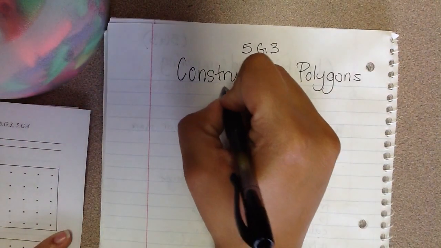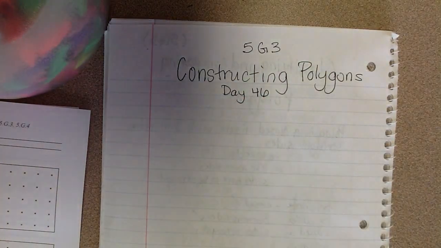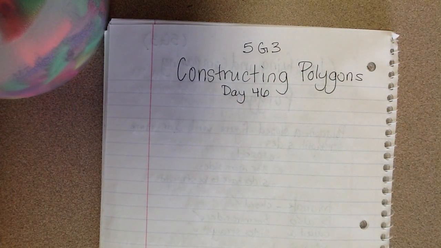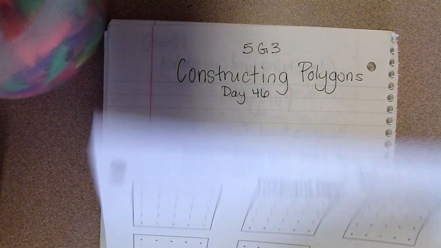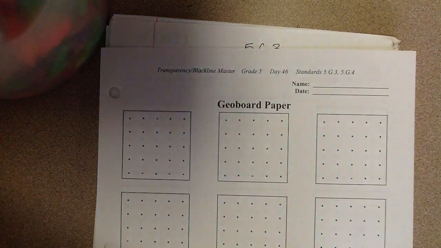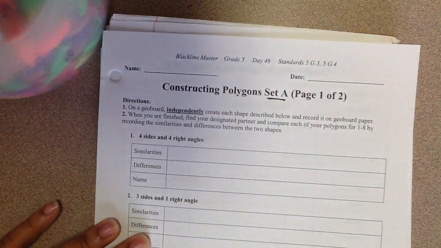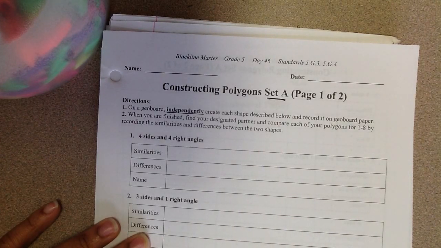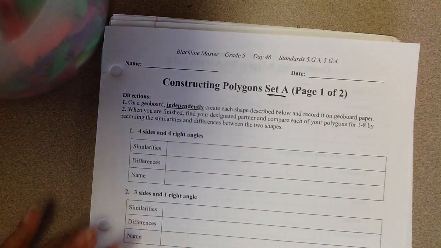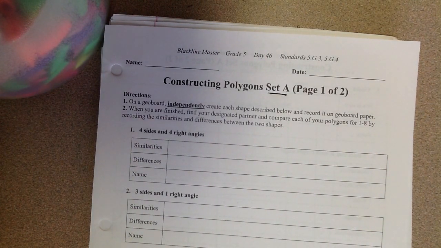And we're going to be looking at day 46 pages. Okay, and the first thing I want to look at is the geoboard paper that you have. And we're going to look at constructing polygons set A. Now there's two of these, so make sure you have set A. Okay, and it gives us directions if we were to do this in class with partners, so Ms. Reynolds is going to modify those directions since we're doing it via video notes.